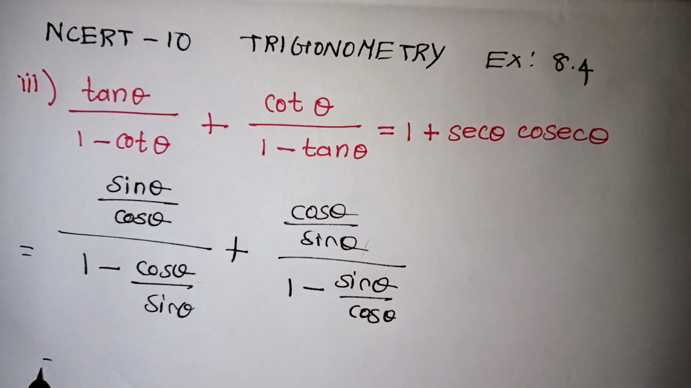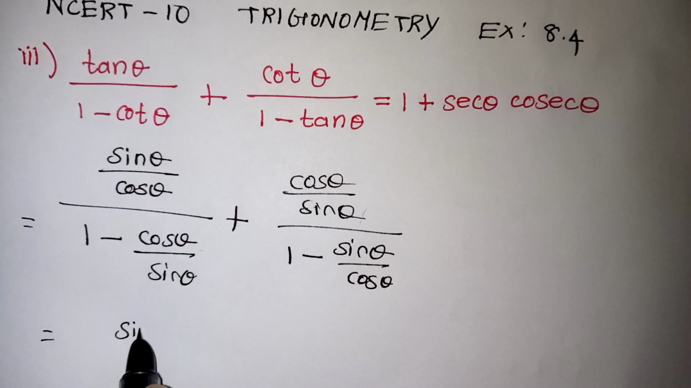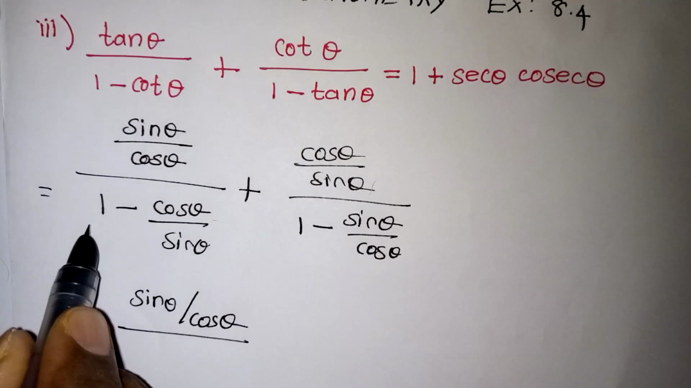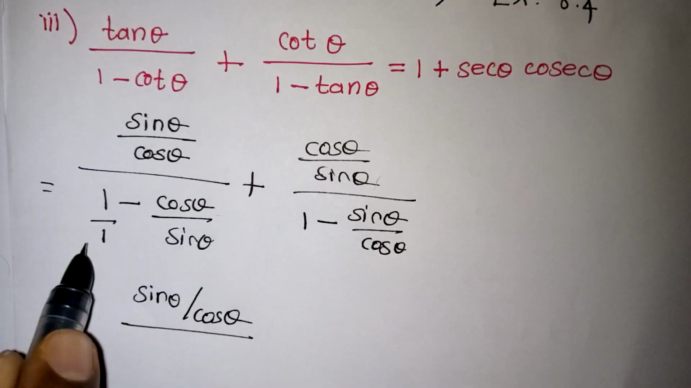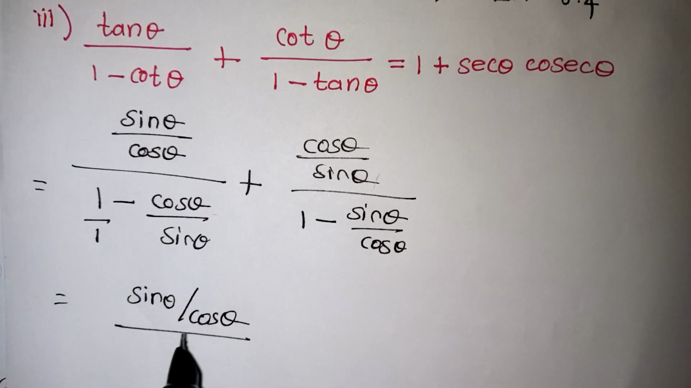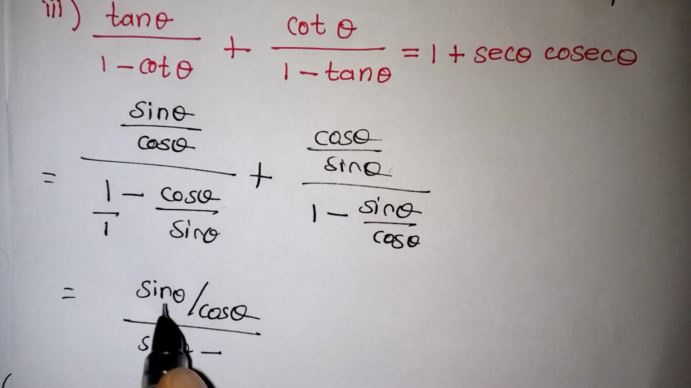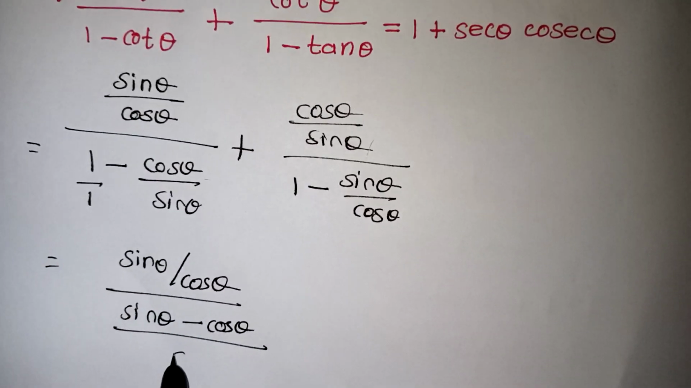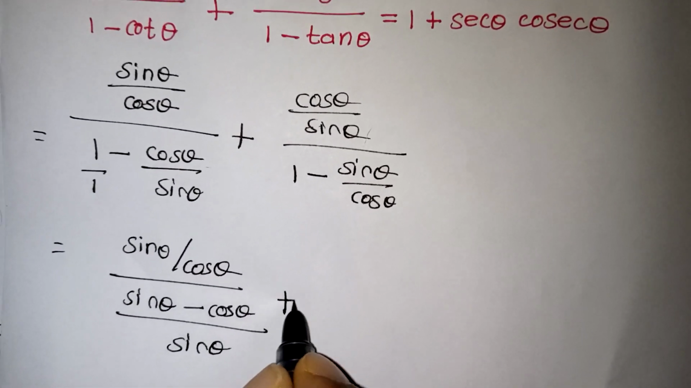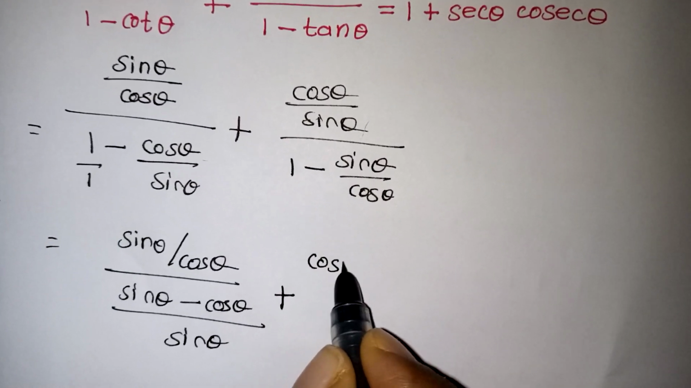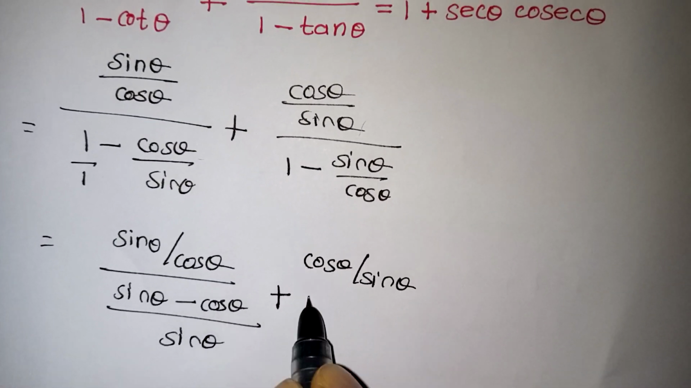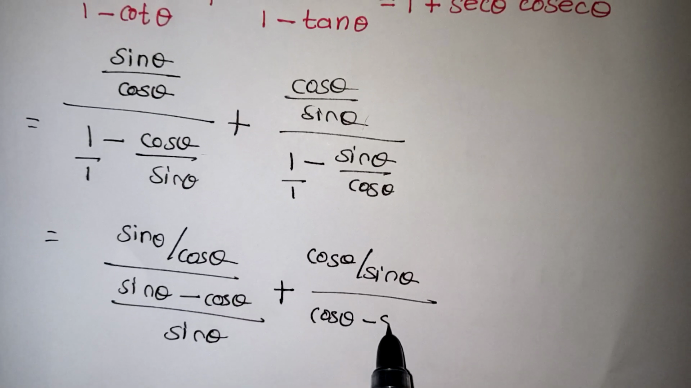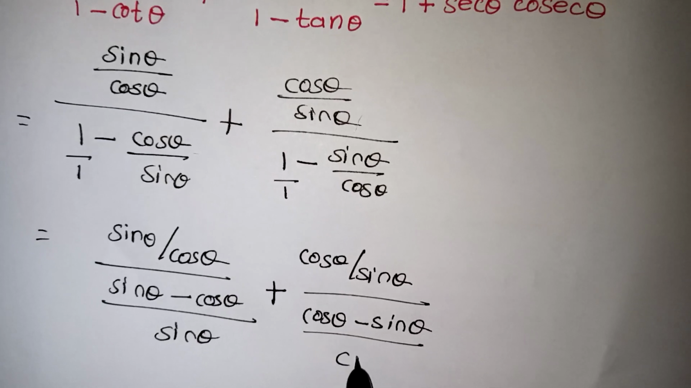So here first the numerator you keep as it is, sine theta by cos theta divided by the denominator, where I am going to take the LCM. So 1 by 1 you just write it. To take the LCM, cross multiplication: sine theta into 1, sine theta, minus 1 into cos theta, divided by 1 into sine theta I should write. Plus the same way here also, numerator you keep as it is, cos theta by sine theta divided by, here by 1, do the cross multiplication. So cos theta minus sine theta by cos theta it will be.